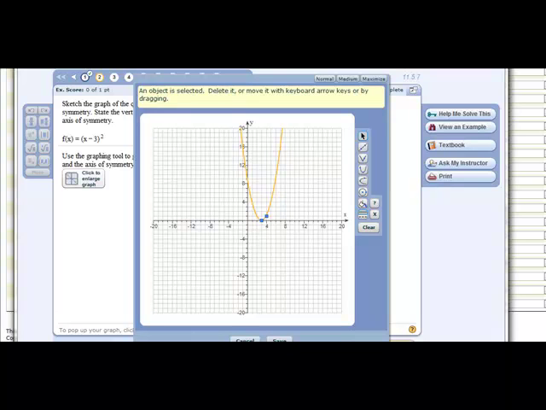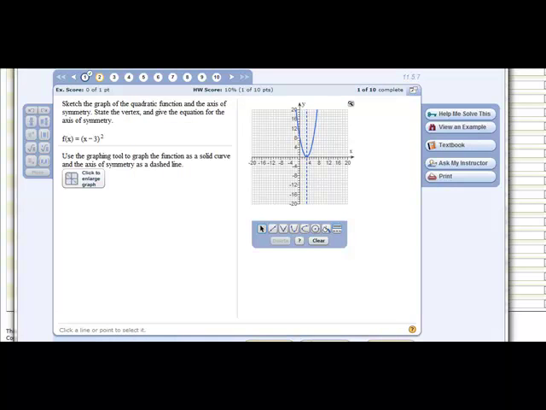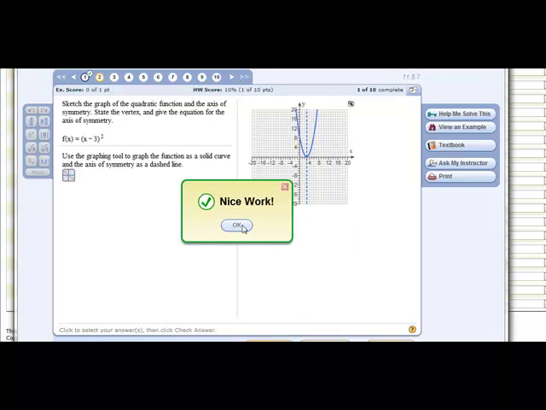Okay, now I have graphed the parabola. I need to graph the axis of symmetry, so I'm going to do the line tool, and I'm going to go ahead and make it dashed now while I'm thinking about it. And we're going to make it right through the vertex. Remember, you have to choose 2 points to make a line. So make sure you make a vertical line through the vertex. I'm going to click save on that, and then I'm going to check my answer. Yay, that was very nice of me.